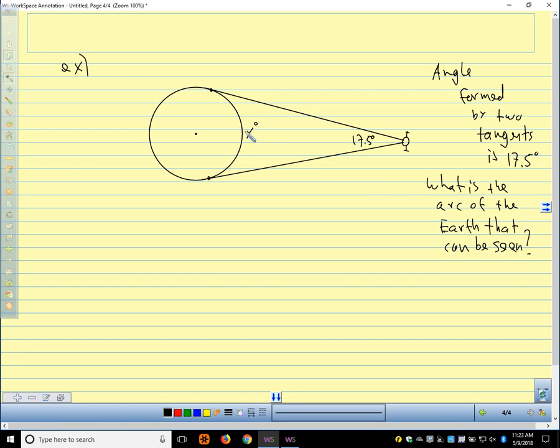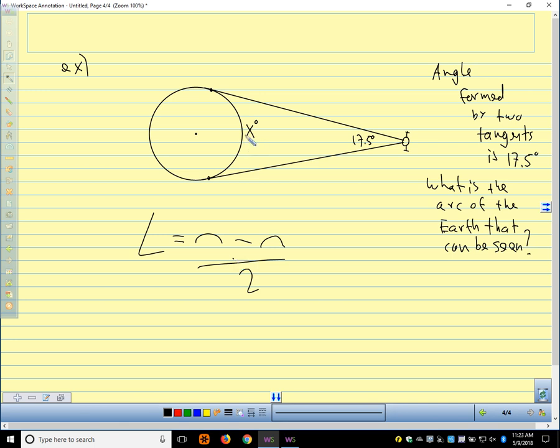So it's asking for that arc. That's how much of the arc of the Earth the satellite can see if this angle is 17.5 degrees. We know that the vertex is outside the circle, so we know that the angle equals the arc minus the arc divided by 2 because the vertex is outside the circle.